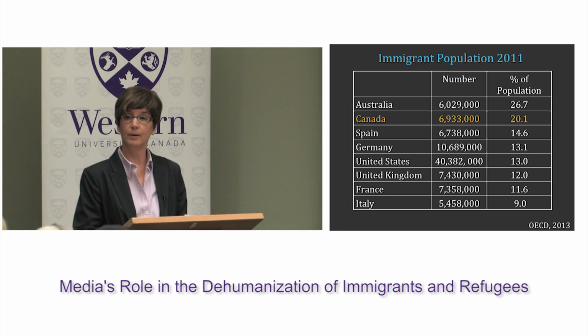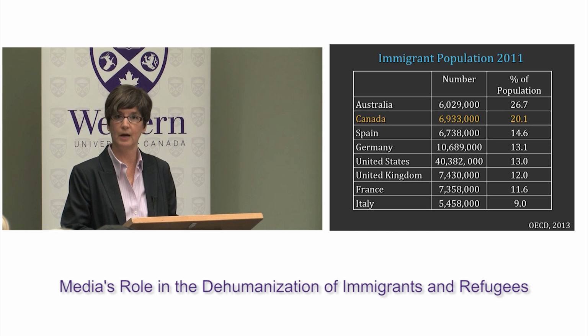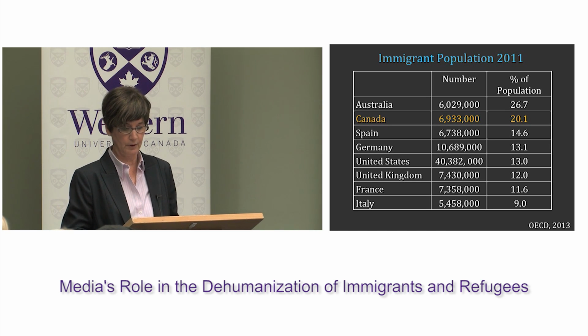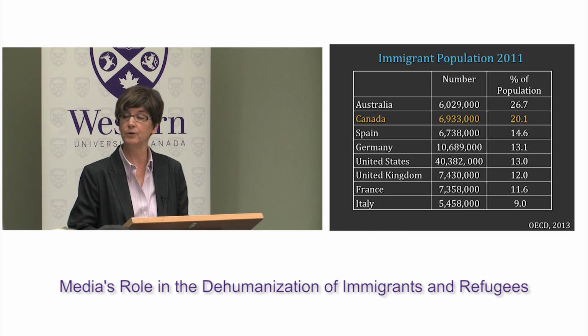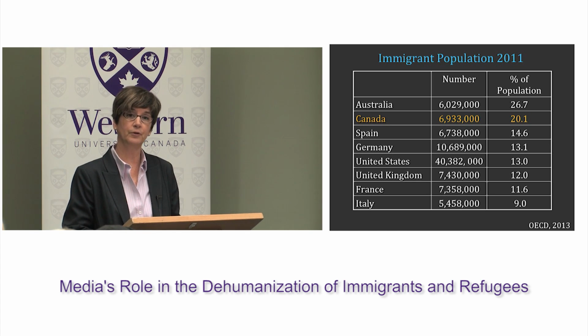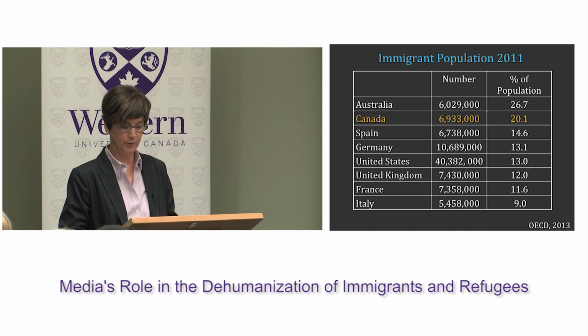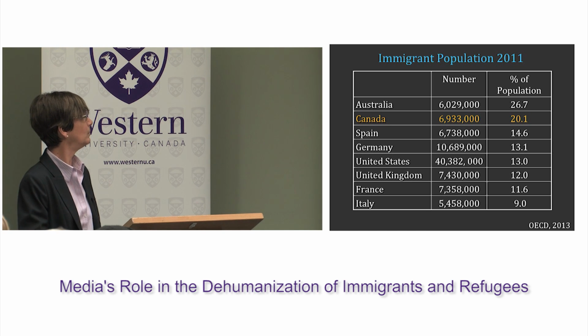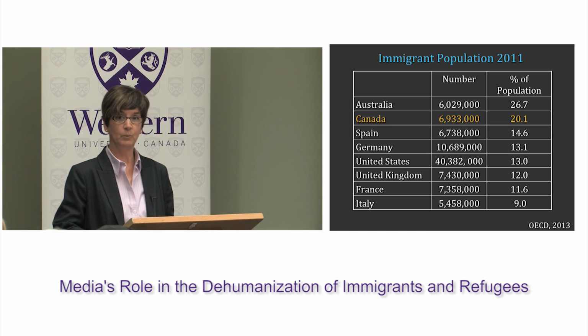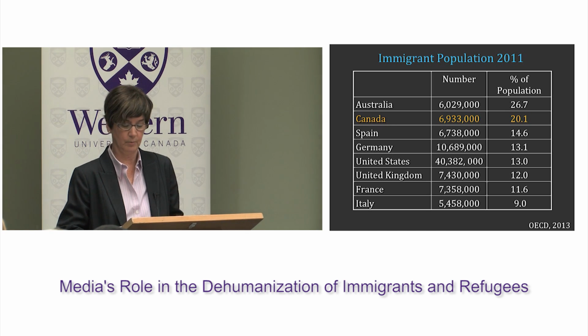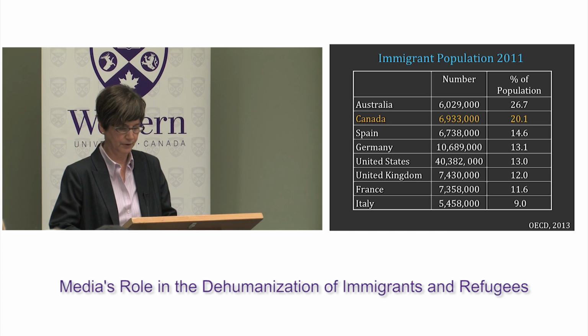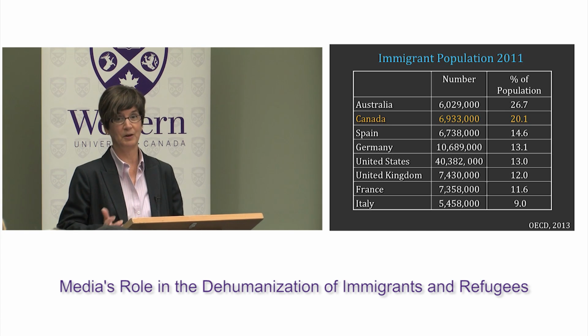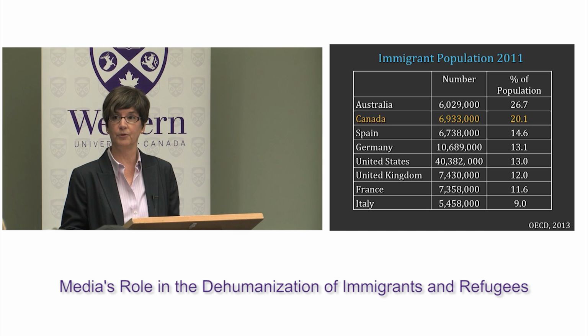Okay, putting this in context in terms of how Canada compares to other countries, these are the numbers of immigrants in different countries in 2011, the most recent year for which we have these data, and the percentage of the population that these immigrants represent. What you can see for Canada is that we may not have the largest number of immigrants, but we have a very high percentage of our population that is immigrants, more than 20% now of our population were not born in Canada. You can see Australia is a little bit above us. The United States has a lot of immigrants, but they also have a huge population, so it's about 13% of their population.